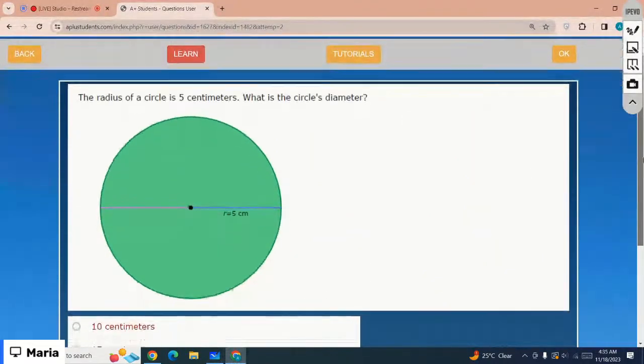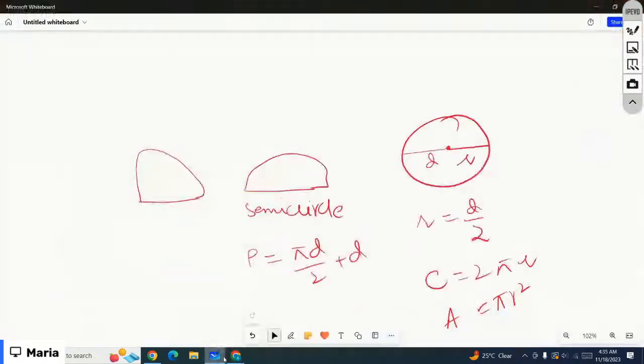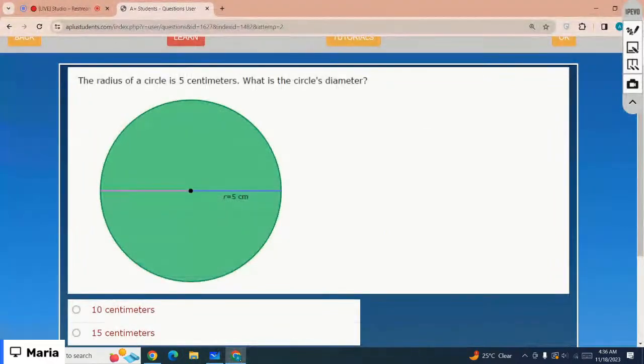Okay, the first one is, what is the radius of the circle? Radius of the circle is 5 centimeters. What is the circle's diameter? Radius is half of the diameter, so radius equals diameter divided by 2. Then diameter is twice the radius, right? From here to here is the radius, but the line that connects two points on the circle passing through the center is the diameter. So diameter is twice the radius, right? So that would be 2 times 5. So the correct option is 10 centimeters. Got it?